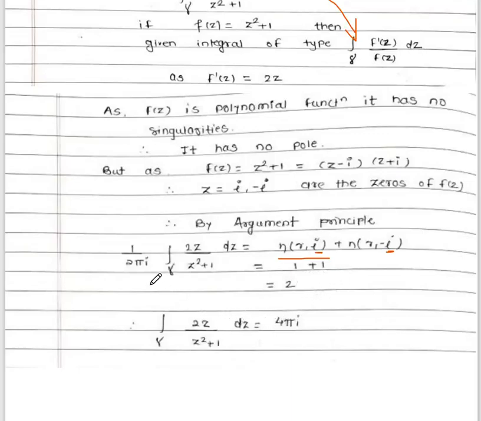So transfer this 2 pi to the RHS. We get the integral over curve gamma of 2z upon z square plus 1 dz equal to 4 pi i. So this is the value of the given integral.